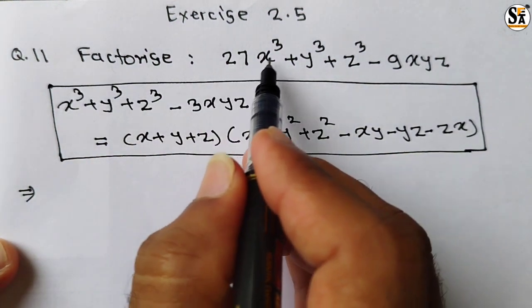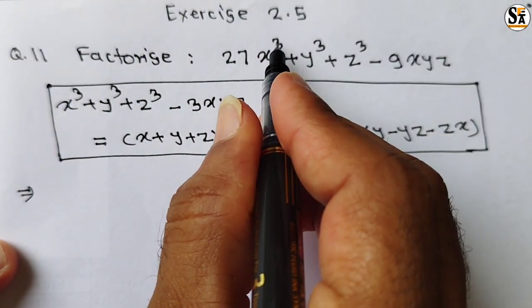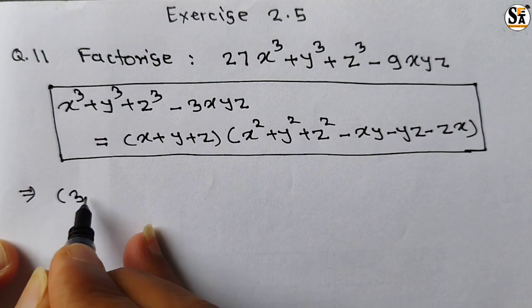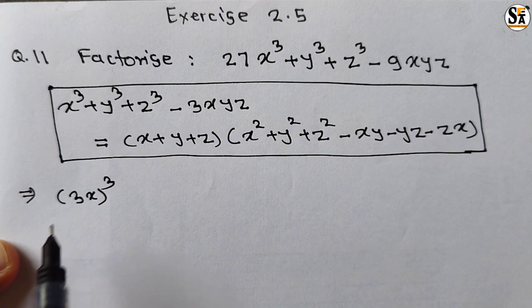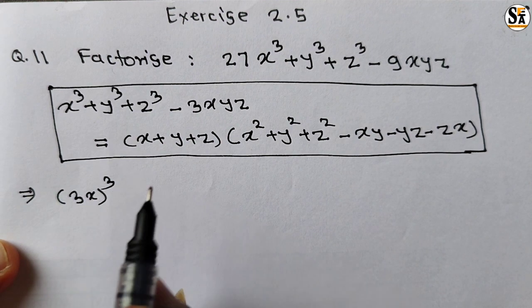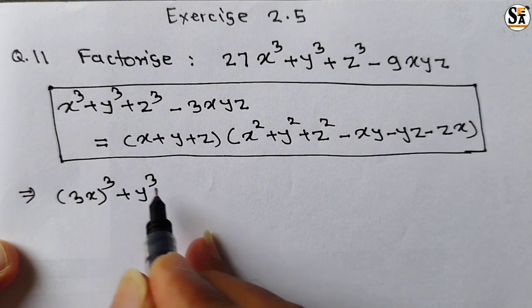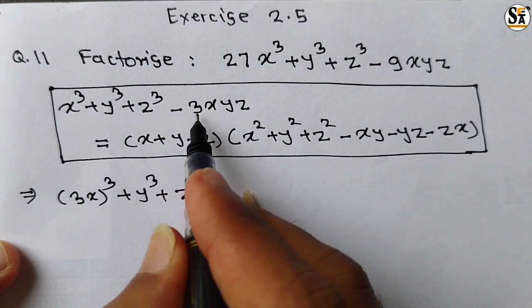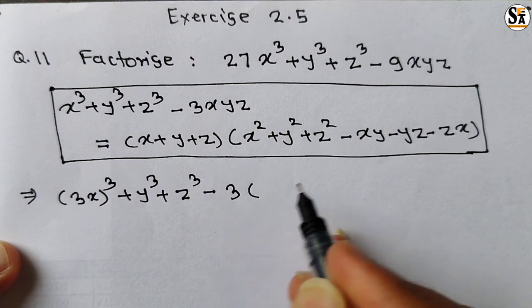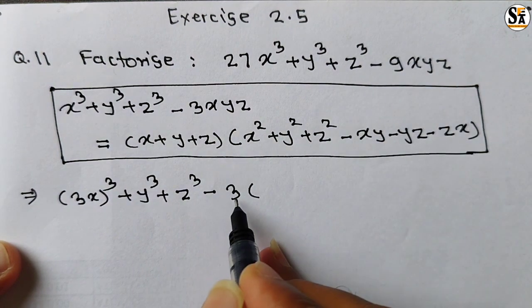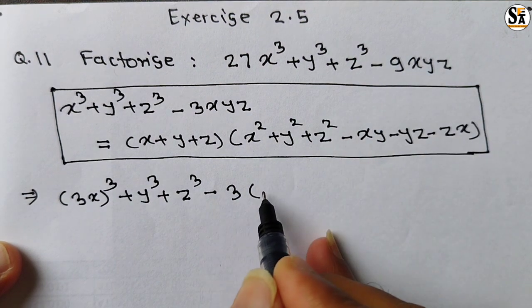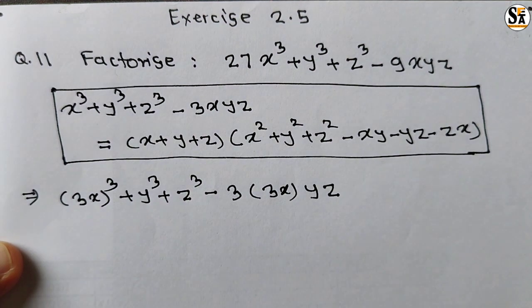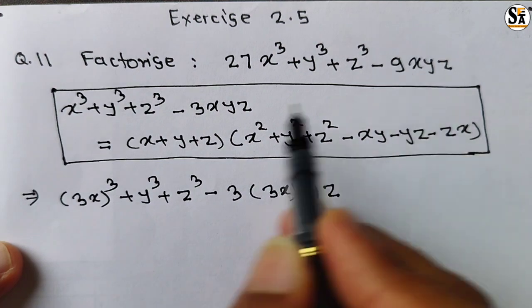So, 27x cube we can write, see here, x cube is already there, but 27 is a cube of 3. So, we can write this as 3x bracket cube. So, this is now a perfect cube. Then y cube is already there, plus z cube already there, minus, now see here, we require 3 here, so we write 3, and remaining out of 9, one factor 3 we have taken here, so the remaining factor is 3, 3 into 3, isn't it? So 3x in one bracket, then y into z. So now we have converted this expression in this format.